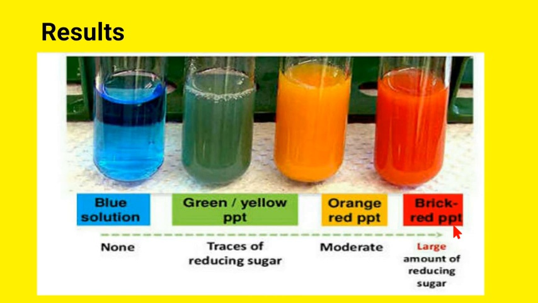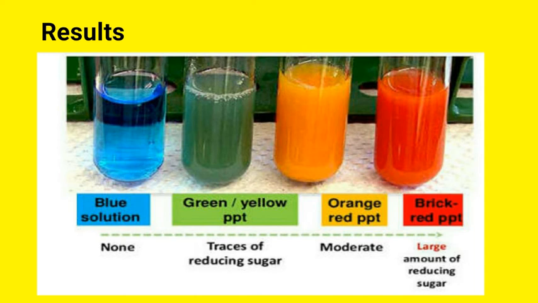Now you see there are different colors formed at the end. If the test tube color remains blue, it means no glucose or no reducing sugar is found. If it changes its color to green, then it means traces of reducing sugar. Orange indicates moderate, and brick red precipitate indicates large amount of reducing sugar.